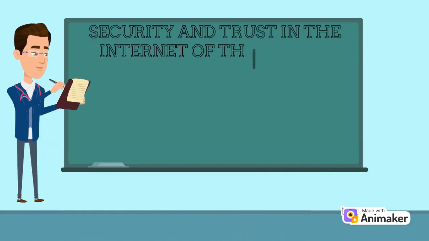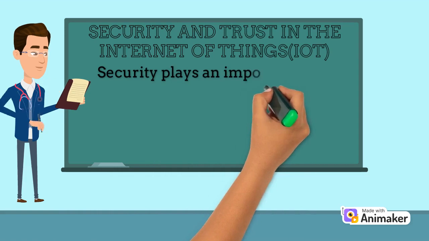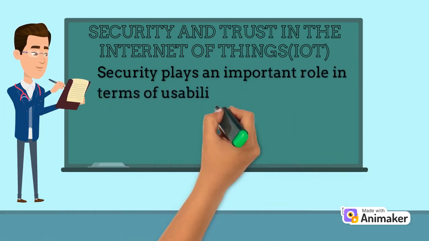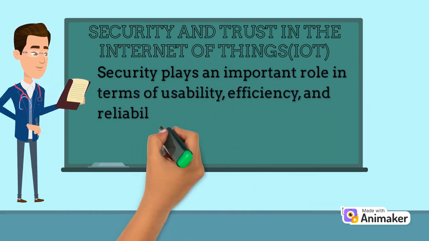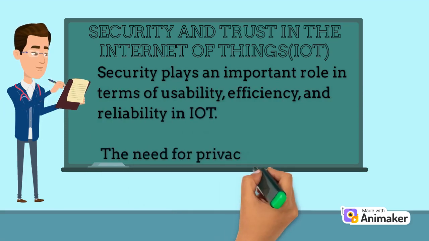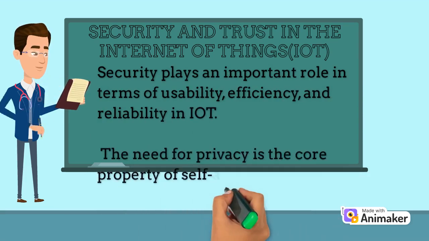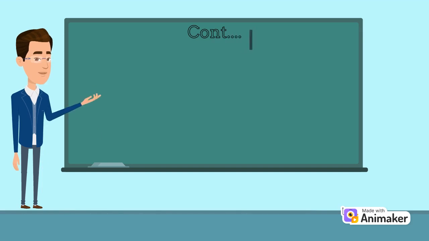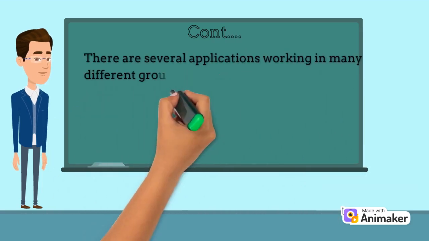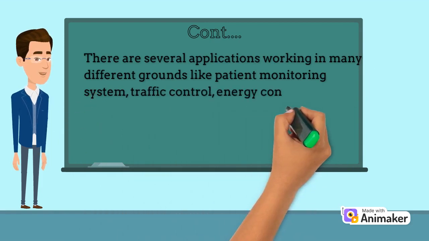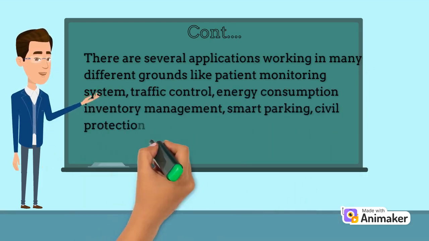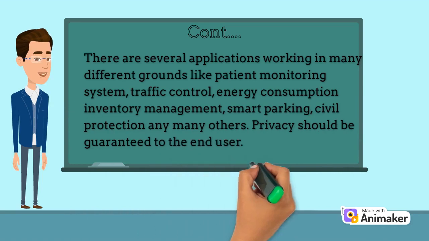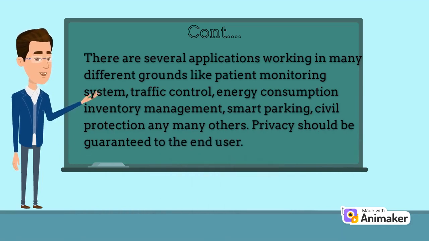Security and trust in the Internet of Things. IoT security plays an important role in terms of usability, efficiency, and reliability in IoT. The need for privacy is the core property of self-actualization in IoT. There are several applications working in many different grounds like patient monitoring system, traffic control, energy consumption, inventory management, smart parking, civil protection and many others. Privacy should be guaranteed to the end user.